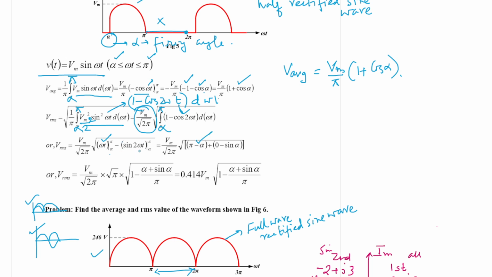And the integration of cos 2 omega t is sine 2 omega t. So if you put pi to alpha, the first term will be 0 because sine 2 pi is 0, minus sine 2 alpha. So therefore Vrms should be Vm by root 2 pi. Now from there, if you take root pi common, then the entire thing will be given by this result. So this is just an illustration.